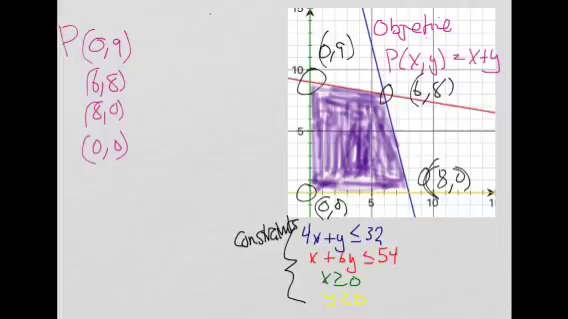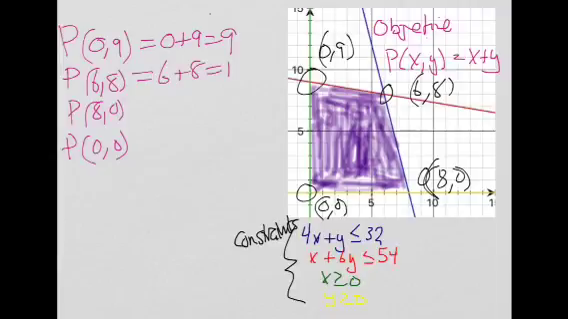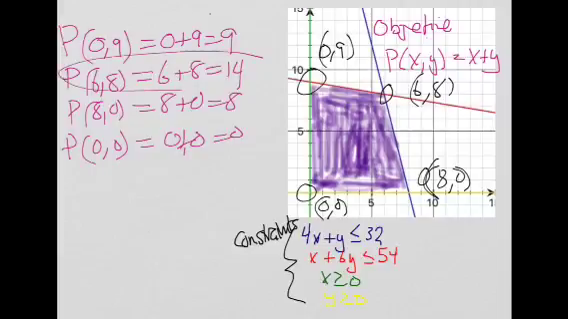And I'm going to plug each one of these into my paint function. See how much I make. So this is going to be 0 plus 9, which gives me 9 gallons. 6 plus 8 gives me 14 gallons. 8 plus 0 gives me 8 gallons. And 0 plus 0 gives me 0 gallons. Of course, if I make nothing, I get nothing. So my maximum is going to be right here.